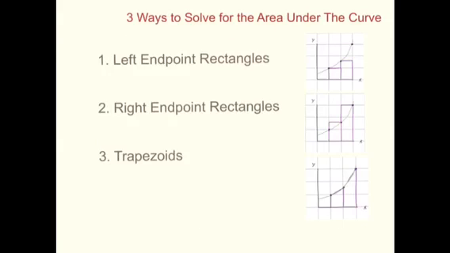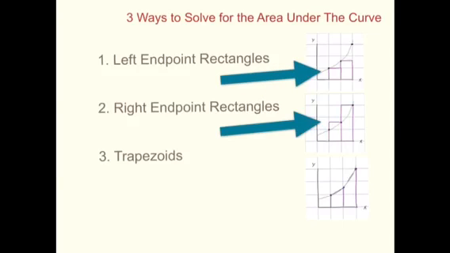There are 3 ways to solve for the area under a curve: right endpoint rectangle, which slightly overestimates the area, left endpoint rectangle, which slightly underestimates the area, and trapezoid, which is the closest to the actual area. Now back to our problem.